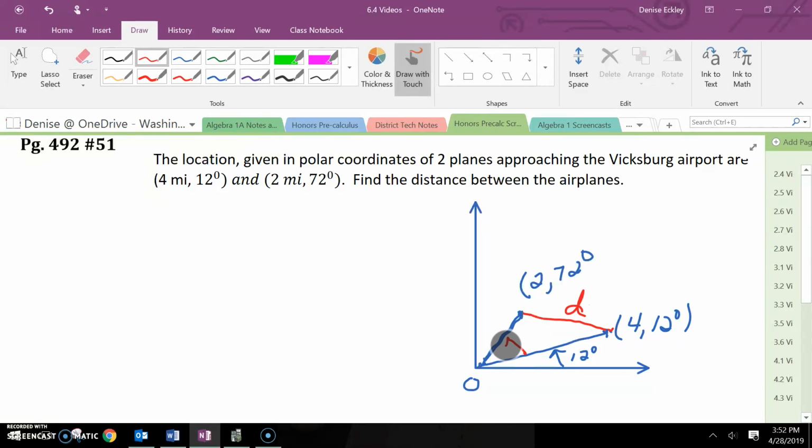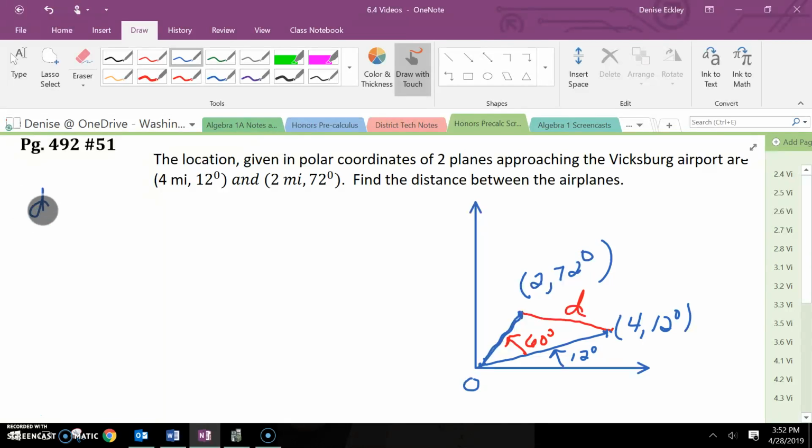And so we have an angle here of 60 degrees, which is the difference between the 12 and the 72. So we are going to form, as you see, a triangle, and to find that length, we have two side lengths and the angle between them, so we can use the law of cosines.